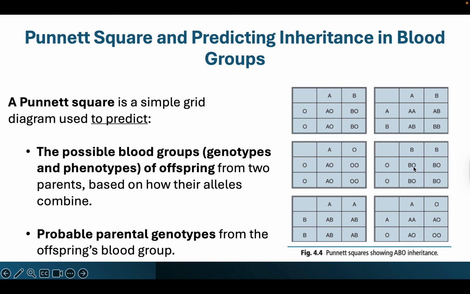Let's say the table beneath it. For example, because all the kids have B and O, that means one parent has the O blood group allele, the O genotype, and the other parent has both B. Because of this, all the kids have B, because B is dominant. So one of the parents should have the O as a genetic makeup. In this case, I predict the probable parental genotype from the children's blood group.